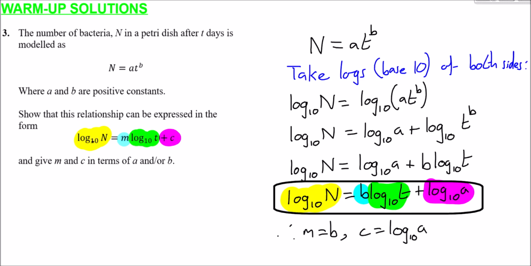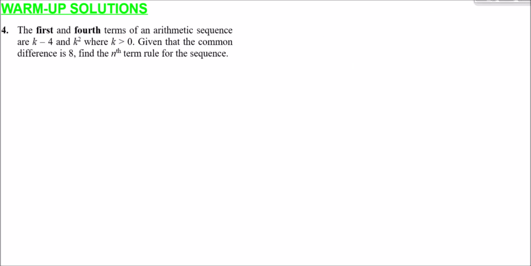Let's now finally have a look at the final warm-up question 4. So for number 4, we're told that the first and fourth terms of an arithmetic sequence are k − 4 and k², where k is greater than 0. We're told that the common difference is 8. We need to find the nth term rule for the sequence. So first and fourth terms, to go from the first to the fourth, have gone up 3 terms. So if we've gone up 3 terms, the second, the third and the fourth, that'll be an increase of 3 multiplied by the common difference, which is 8.